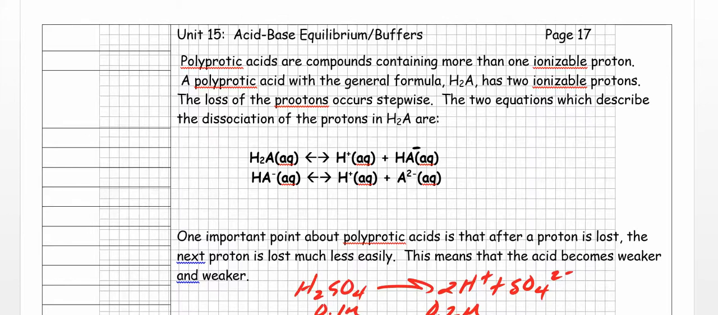All right, I want to welcome you back to Unit 15. This is acid-base equilibrium buffers. Folks, we want to talk a little bit about something called polyprotic acids. What do we mean by polyprotic acids? Well, we mean that there's more than one ionizable proton.